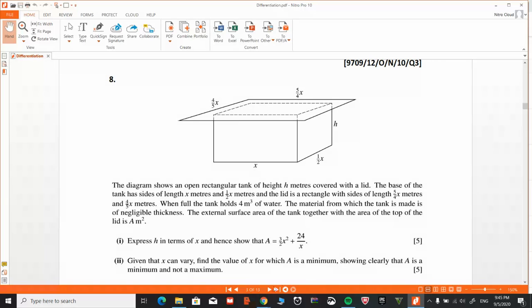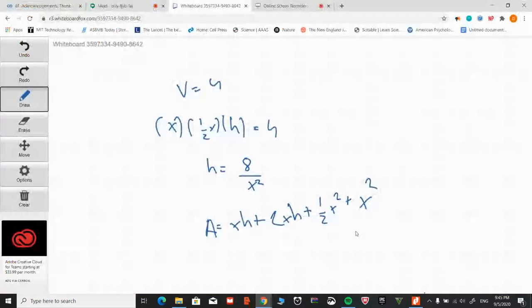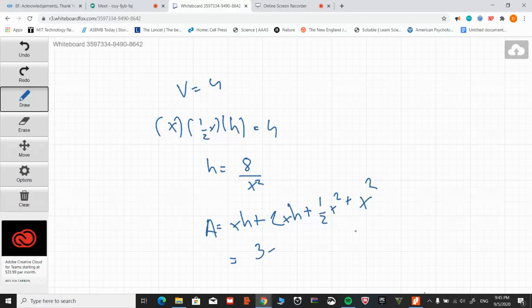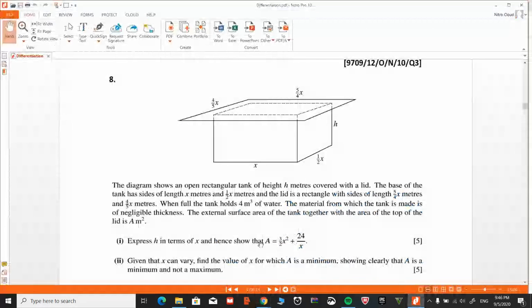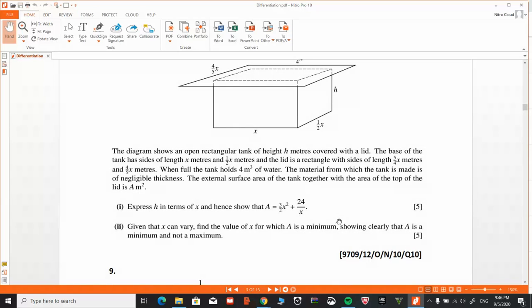আচ্ছা, okay. So once you add all of them, এখানে 3xh plus কত half into 1, that's 3 by 2x squared. So এই h এর জায়গায় তুমি বসাবা 3xh, 8 by x squared plus 3 by 2x squared, and that is 24 by x plus 3 by 2x squared. That is the area we get, and yes, 3 by 2x squared plus 24 by x. তারপরে ডিফারেন্সিয়েশন করে বের করতে হবে.